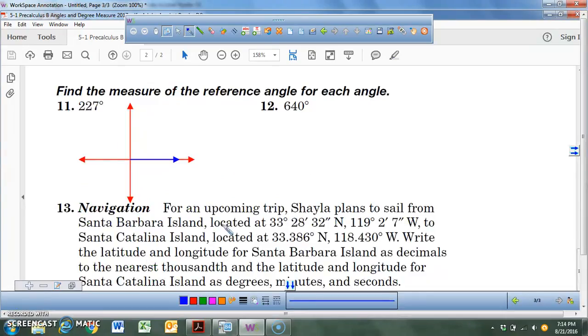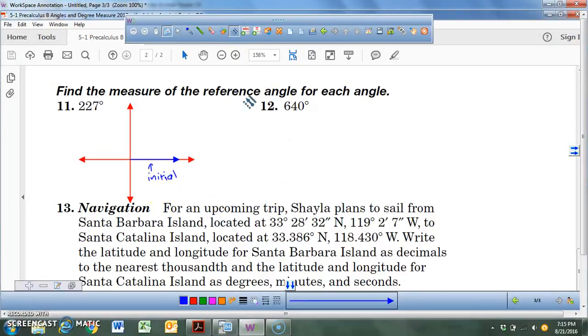Alright, here we go. Problem number 11. You are actually going to need to find the measure of the reference angle. The first thing we need to figure out is where our terminal side is going to be. Once again, this right here is referred to as the initial side, and where we finish will be our terminal side.